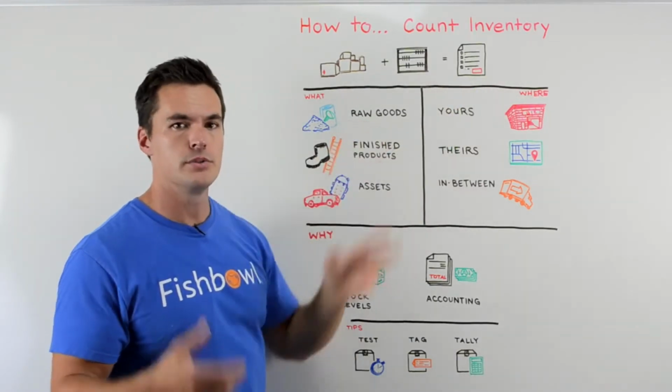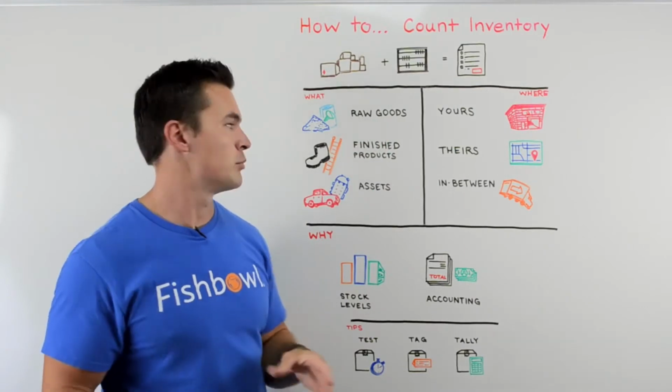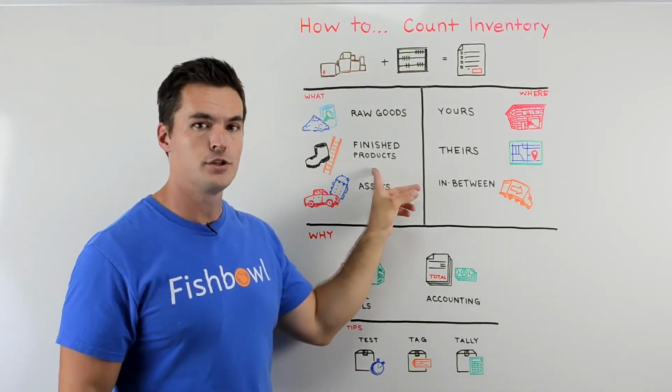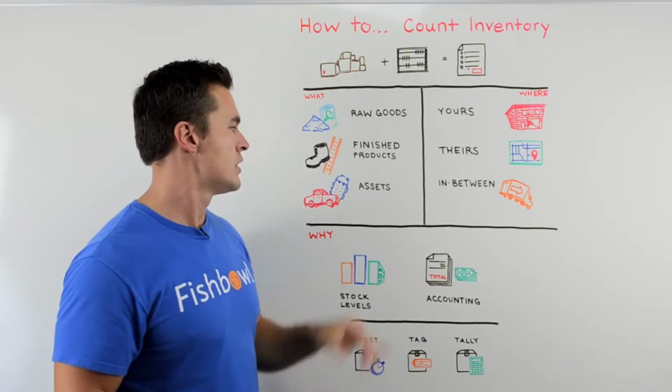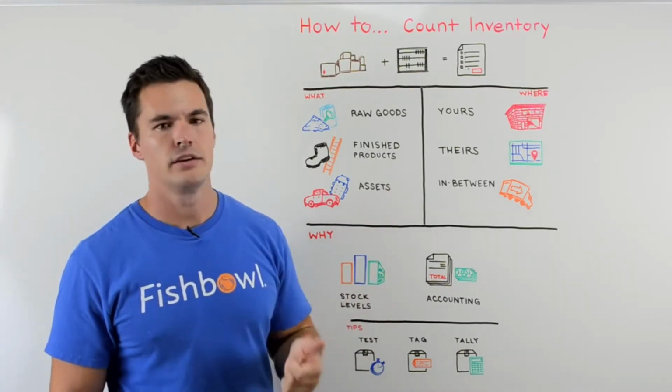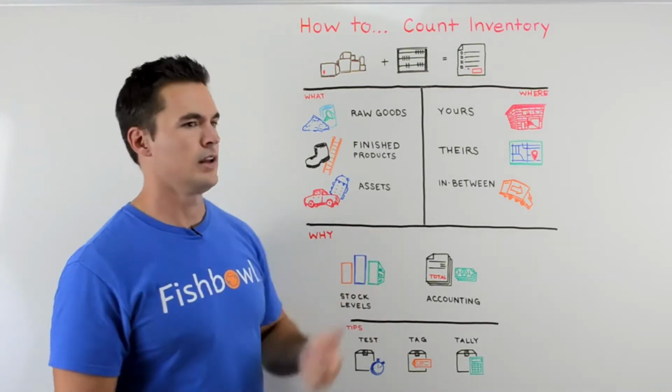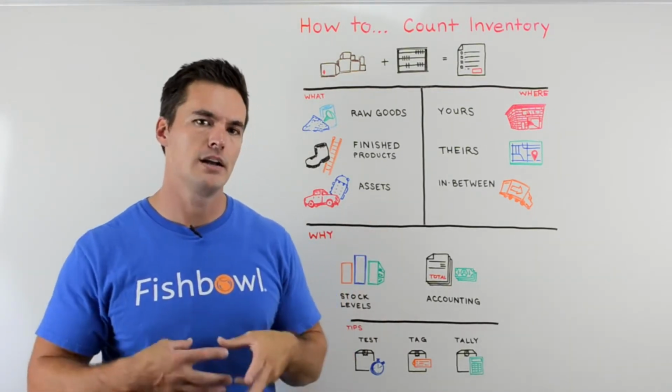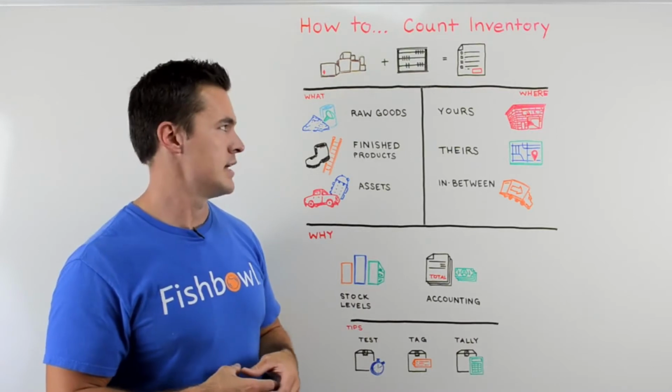Our raw goods, the materials that we're using to create or distribute products, obviously our finished products that we may still have in-house, but also our assets. This one gets overlooked a lot. Maybe you have a fleet. Maybe you have an autoclave that you need to count. Whatever you have cash tied up in that you could count as an asset.